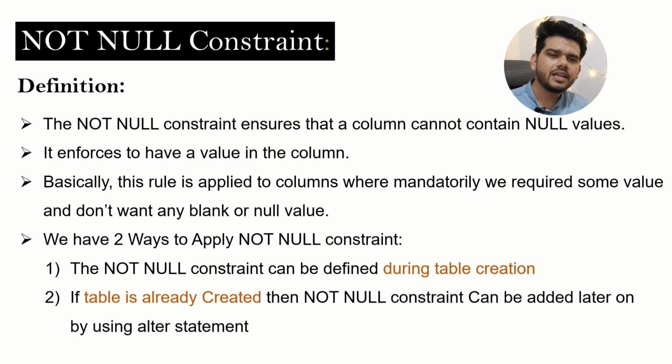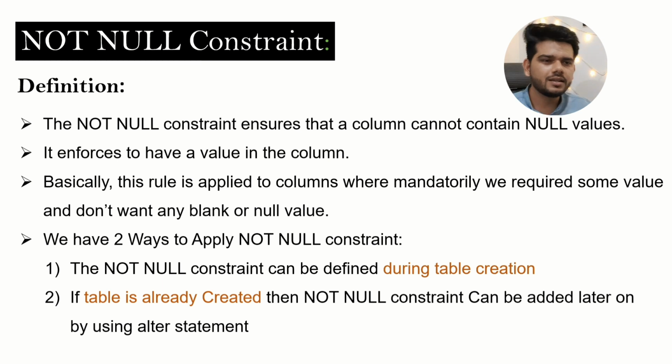The not null constraint ensures that a column cannot contain null values. It enforces having values in the column, that means values other than the null value. So basically this rule is applied to a column where we mandatorily require some values and don't want any blank or null values to be stored. We have two ways to apply the not null constraint.